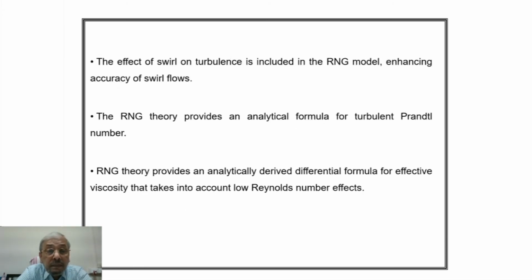Now the effect of swirl, that means rotation, on turbulence is included in the RNG model, enhancing the accuracy of swirl flows. If the flow is swirl dominated, and a rotational spiraling component is there, then it becomes a complex flow, especially with respect to generation and dissipation of turbulence. So RNG takes care of such situations very effectively. The RNG theory provides an analytical formula for turbulent Prandtl number, and an analytically derived differential formula for effective viscosity that takes into account low Reynolds number effects.